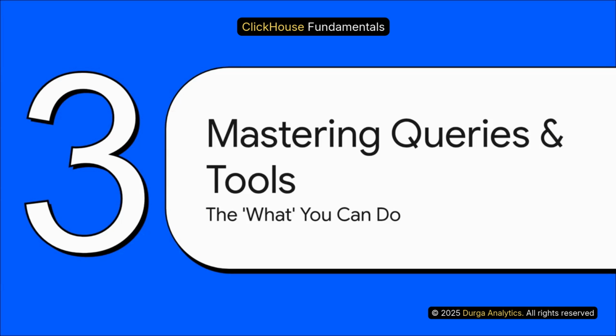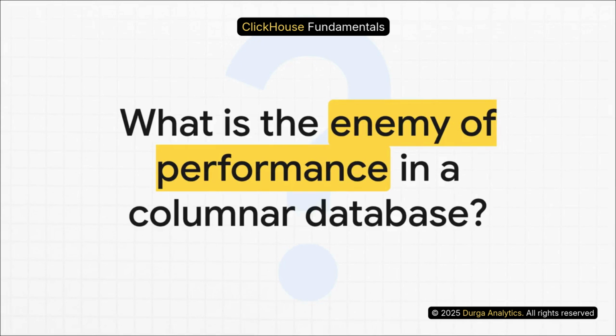So we've covered the why and the how. Now let's review the what. The practical, hands-on skills, the commands, and the tools you've learned to use to actually interact with and manage your ClickHouse instance. I want you to really think about this for a second. Based on everything we've just talked about with columnar storage, what is the one command that just completely undermines its biggest advantage? What is the number one enemy of performance?